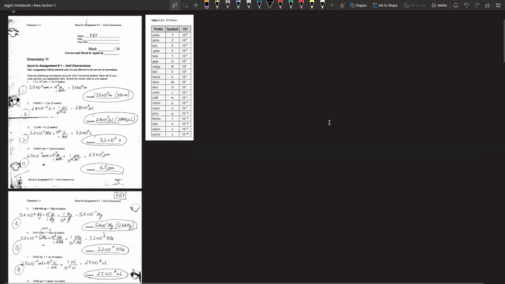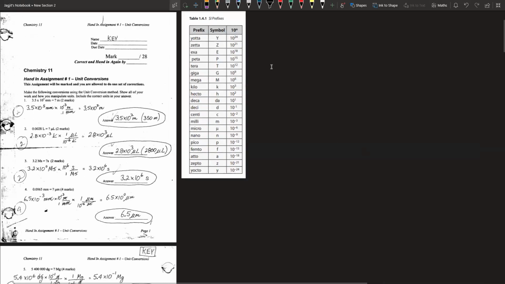All right, guys, so today we're going to start off with Chemistry 11. The very first topic we're going to cover is unit conversions. So we're going to learn how to go from one unit to another. Now, there's a bunch of SI prefixes that you'll need to be aware of.